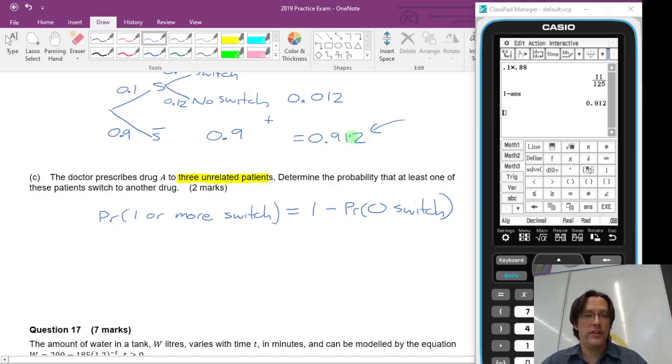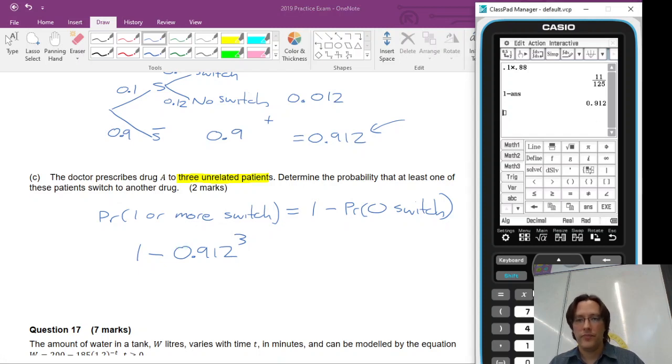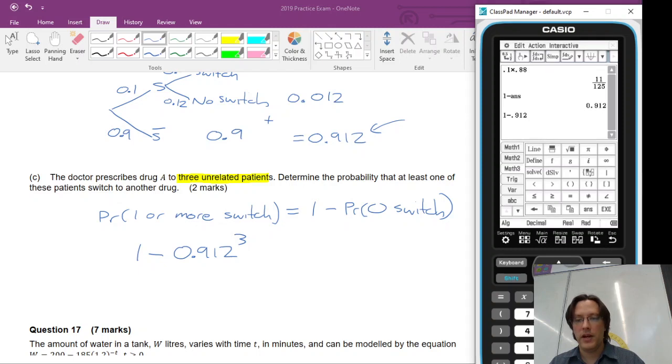that they're not going to switch. So it's just going to be 1 take 0.912 to the power of 3, which represents 3 different people not switching. So 1 take 0.912 to the power of 3, 0.241.